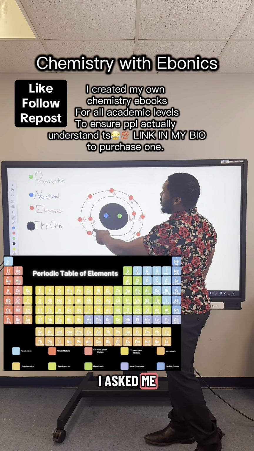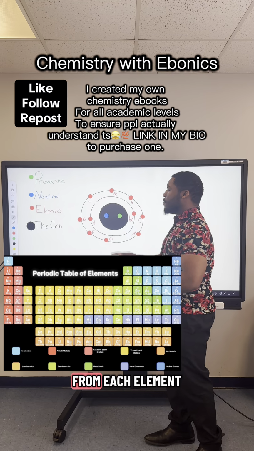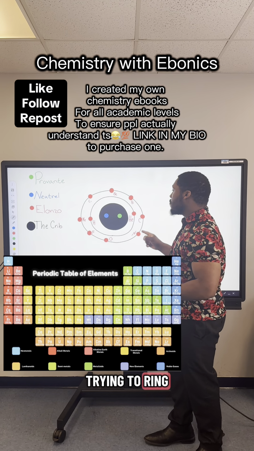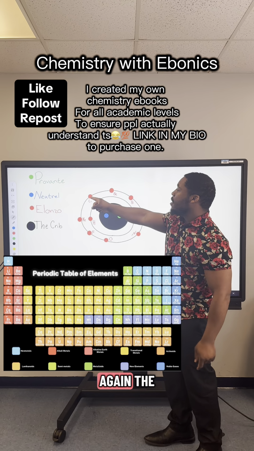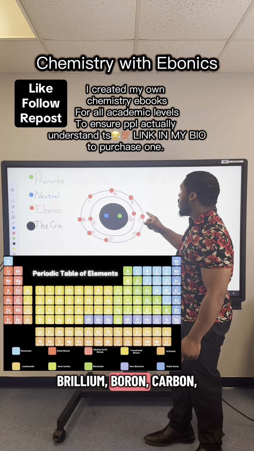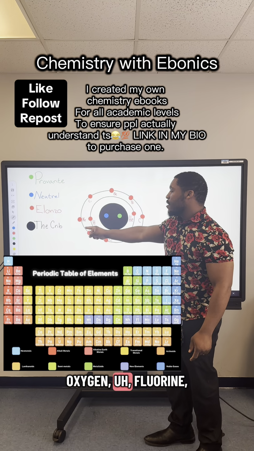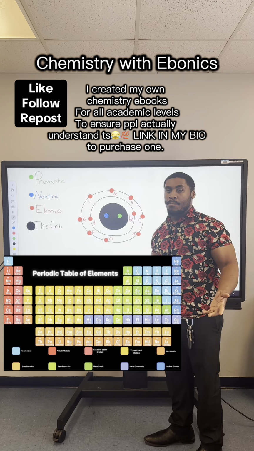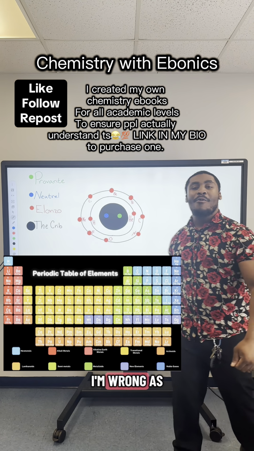And then I added the atomic symbols for each element of the electron in the ring so you can know what is what. So again, lithium, beryllium, boron, carbon, nitrogen, oxygen, fluorine, neon. It don't get no easier than that, y'all. I know I'm raw as hell at what I do.